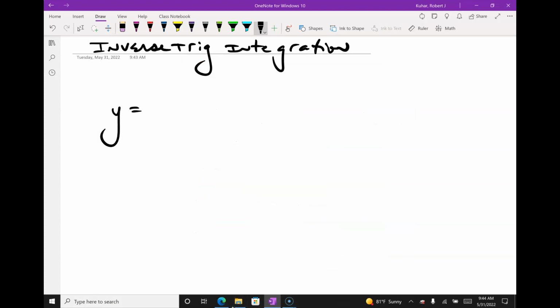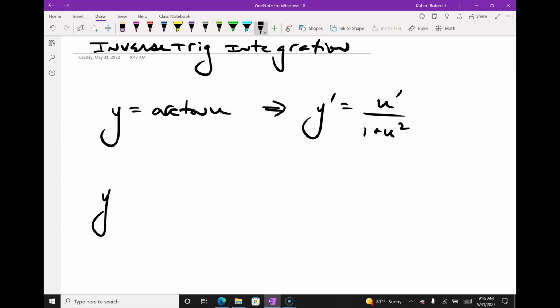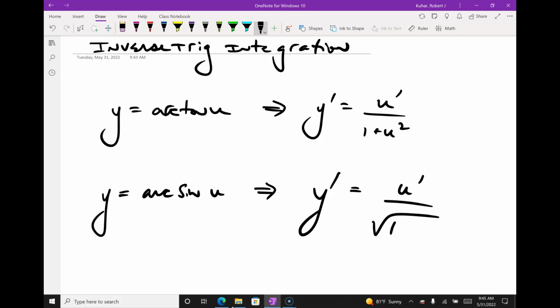If I say y equals the arctan of u, I remember that y prime is u prime over 1 plus u squared. And then y equals the arcsine of u. I got y prime is u prime over square root of 1 minus u squared. So those were our derivatives from chapter 3. Well, if you took Calc 1 with our book here, it's chapter 3, but when we did derivatives, we came up with these so that we want to be able to reverse it, right?